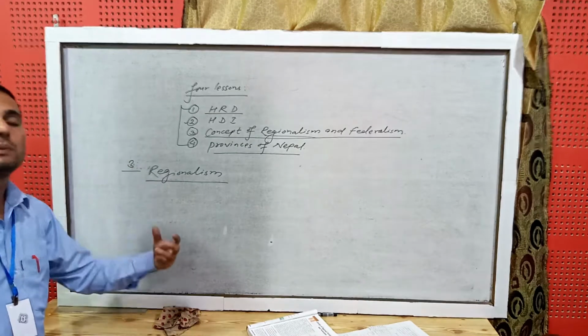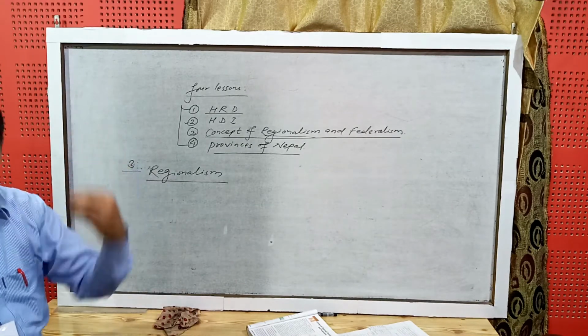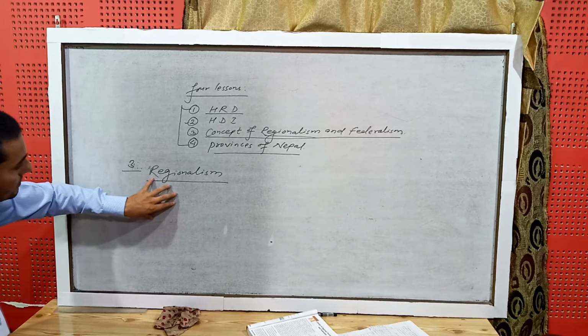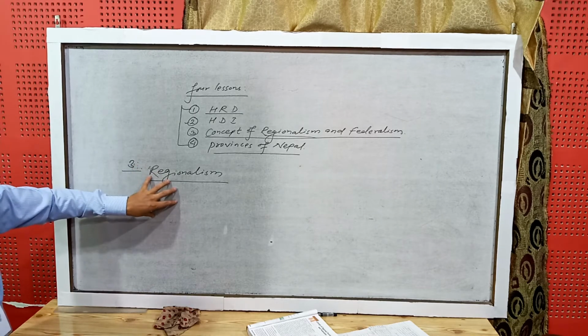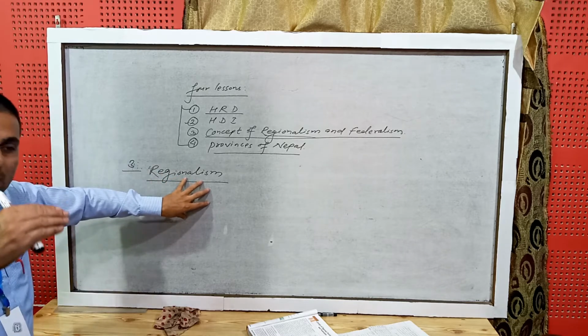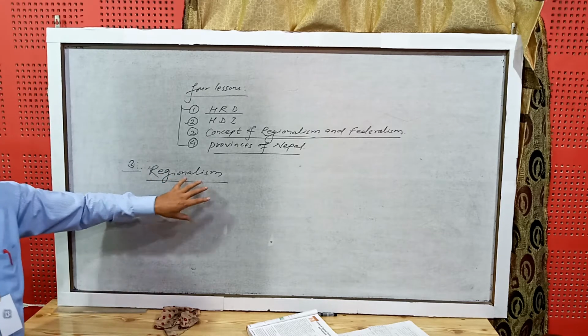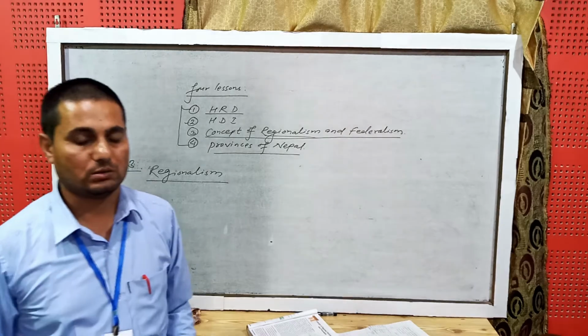Nepal was divided into 5 development regions, and the major aim or purpose of regionalism, or dividing country into different development regions, is to decentralize the state power.